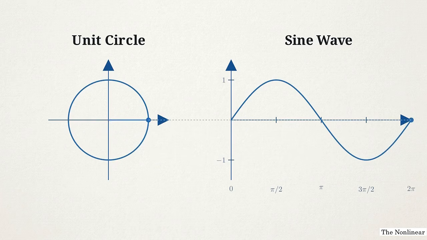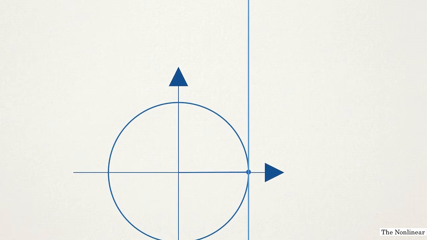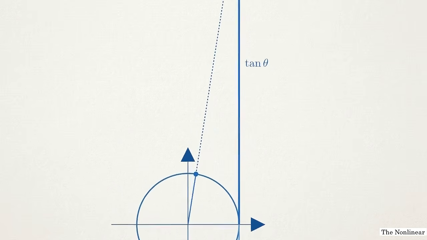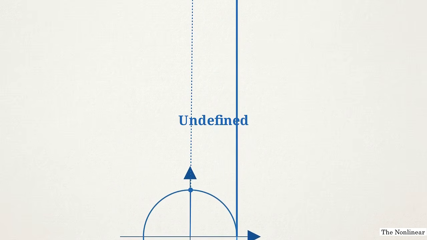To find the tangent, draw a vertical wall touching the circle at x equals 1. Extend the radius from the origin through point P until it hits the wall. The height of this intersection is the tangent. At 90 degrees, the radius points straight up. Because it is parallel to our vertical wall, the lines never meet, leaving the tangent undefined.